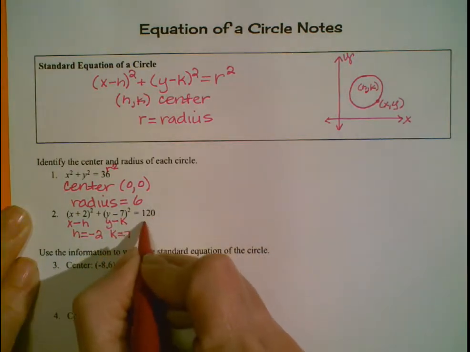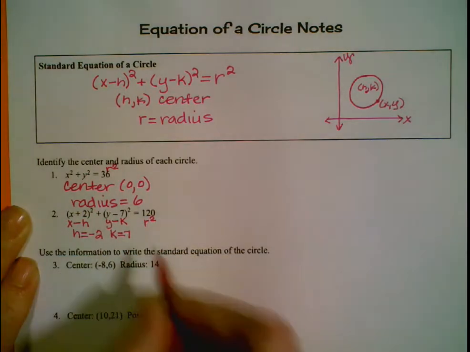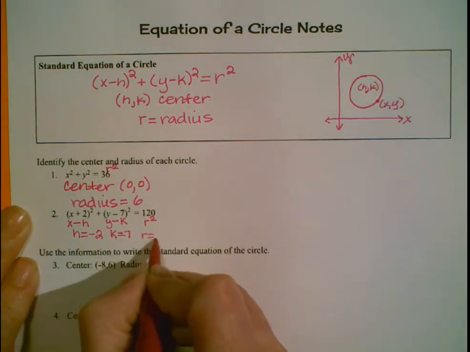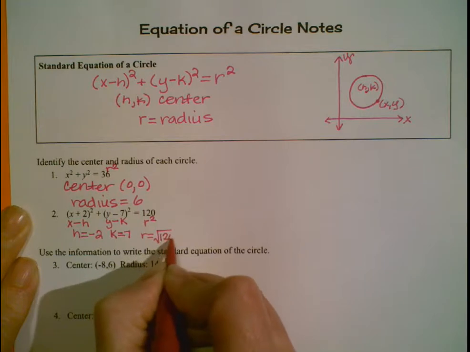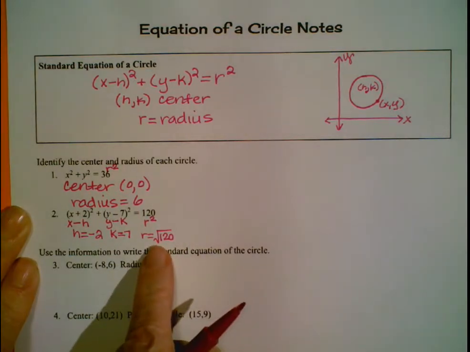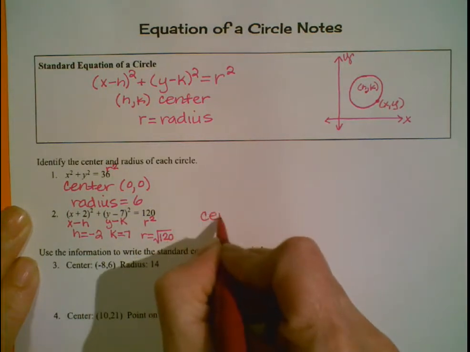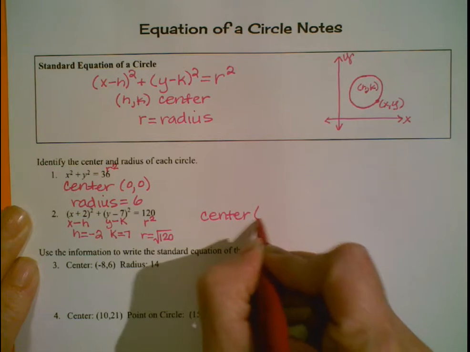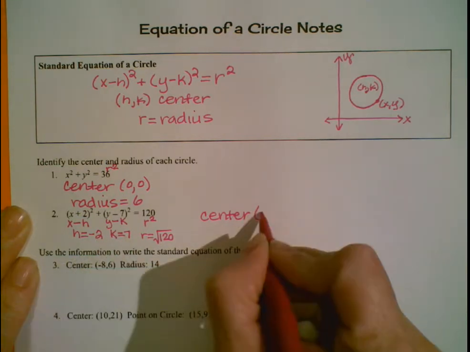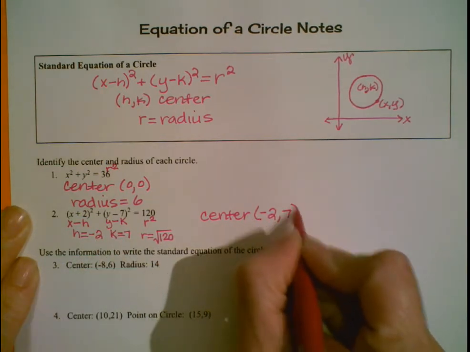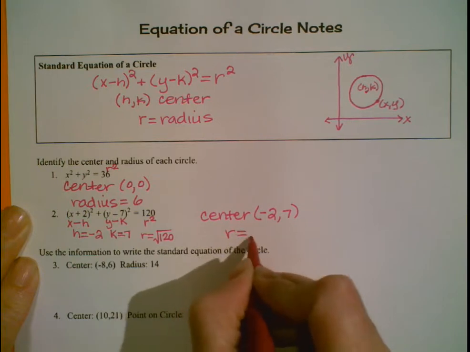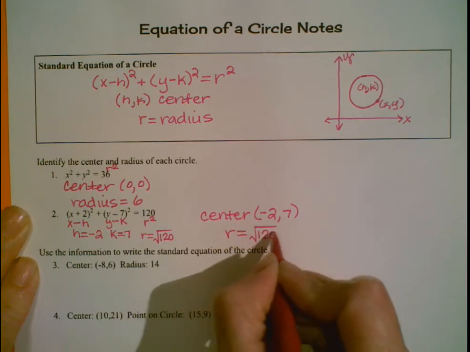And on the right side, 120 is r squared, so r will be the square root of 120. Now, it's okay with me if you leave that r as a square root value. Don't worry about finding the decimal. Don't worry about simplifying it. So our center in this case, h comma k, is -2 comma 7. And the radius r is the square root of 120.